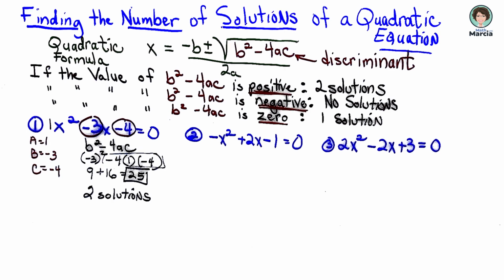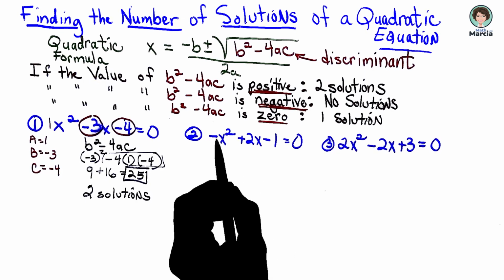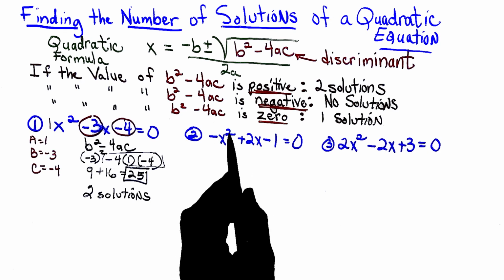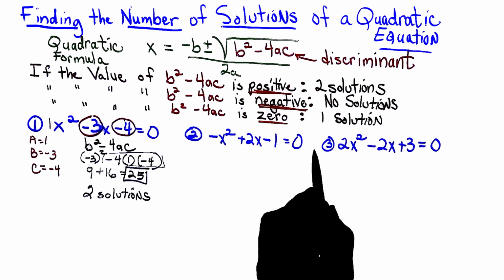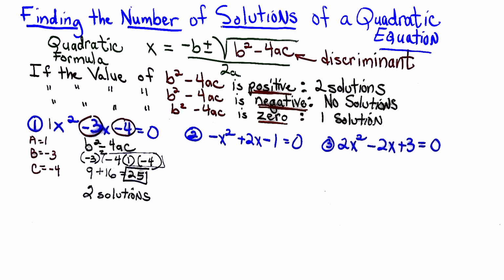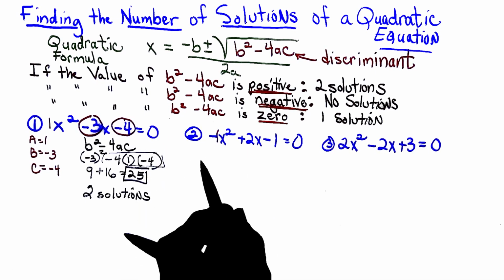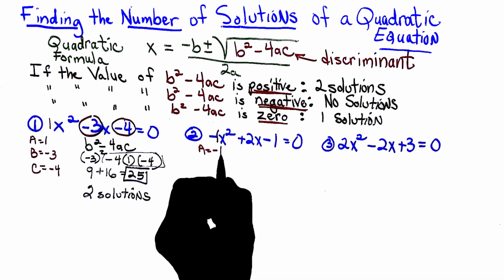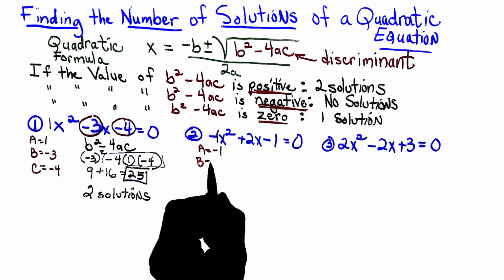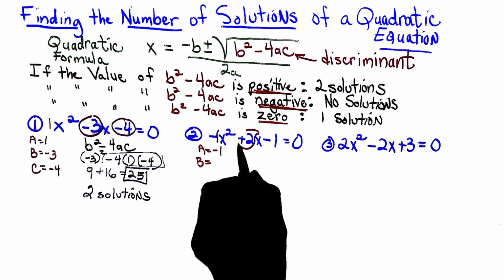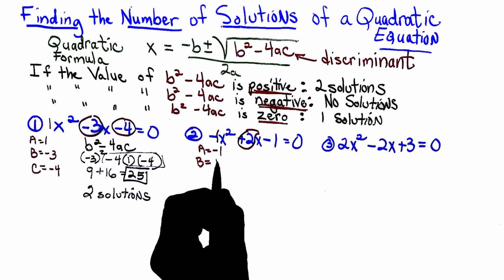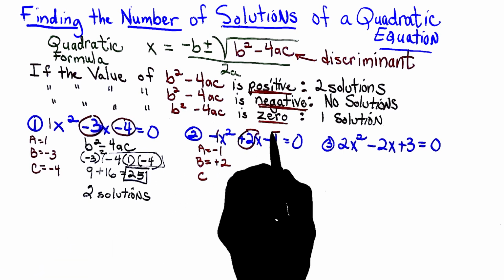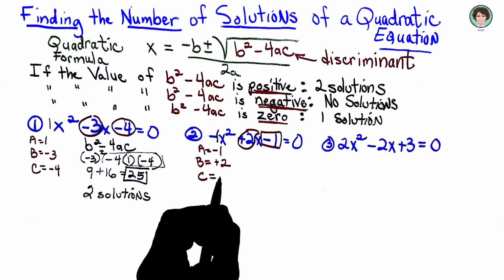Okay, let's look at the second one. Don't forget, this says the opposite of x squared, or negative x squared, plus 2x minus 1 equals 0. Well, I'm putting my understood 1 in there. And when I do that, my a is equal to negative 1. My b is equal to 2 because I'm catching that sign in the front. And I started to write a positive 2, I could just write 2. My c, notice, is negative 1.